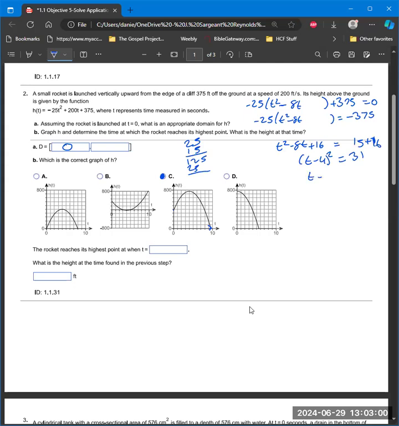t minus 4 is equal to plus or minus root 31. We're not going to want the negative option here because we don't want negative time. I'll go ahead and write plus or minus root 31 for right now. t equals 4 plus or minus root 31. If you check 4 minus root 31, you see it gives you negative time, so we're not interested in that. Our final time is in the positive direction here, and so this is 4 plus root 31.